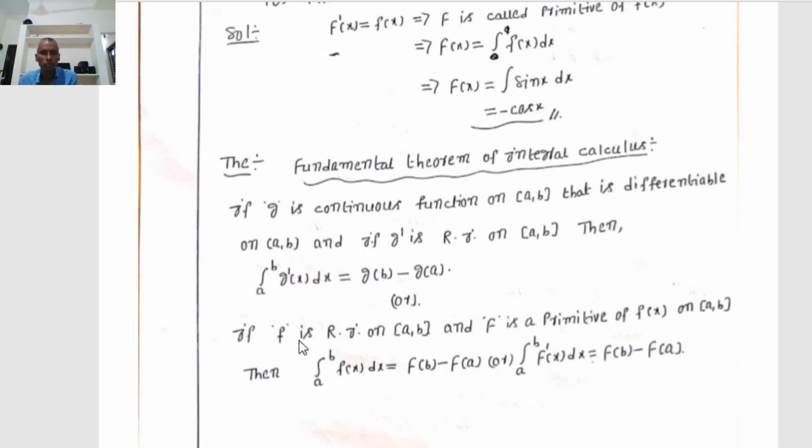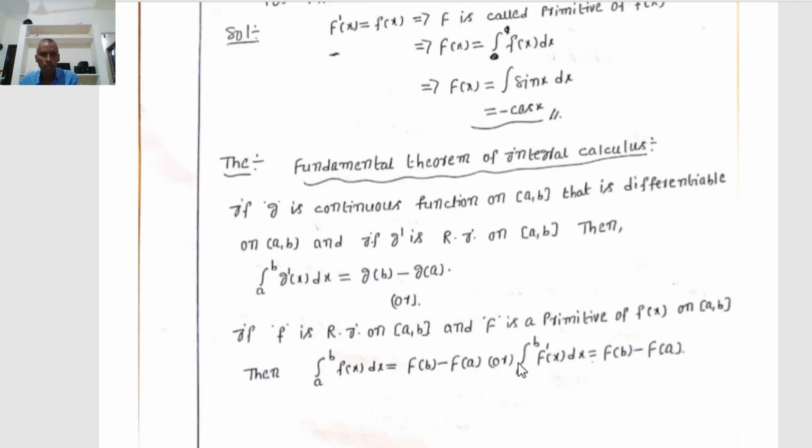Or another one: if small f is Riemann integrable on the closed interval [a, b] and capital F is a primitive of small f(x) on [a, b], then the integration from a to b of small f(x) dx equals capital F(b) minus capital F(a). Or, the integration from a to b of capital F'(x) dx equals F(b) minus F(a).